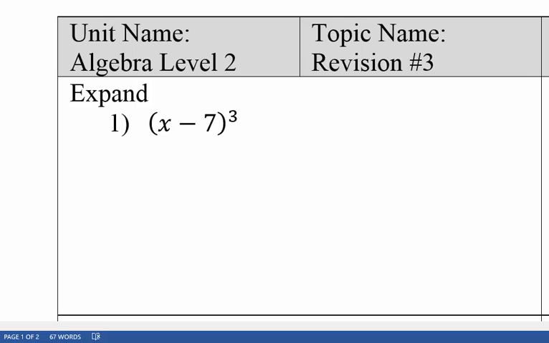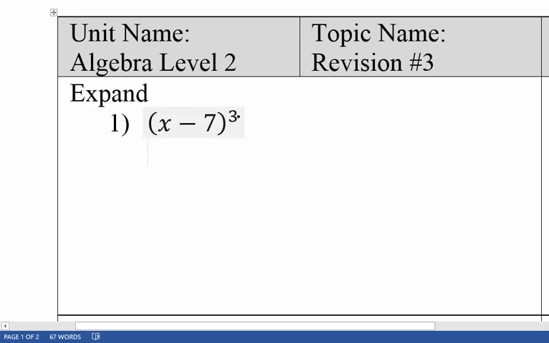Okay, so this is revision sheet number 3 for Algebra NCEA Level 2, and we are going to start off number 1 and work our way through. So the first question is asking us to expand. Now, to expand you need to get rid of all the brackets. The issue is that we have this 3 and we only have one set of brackets.